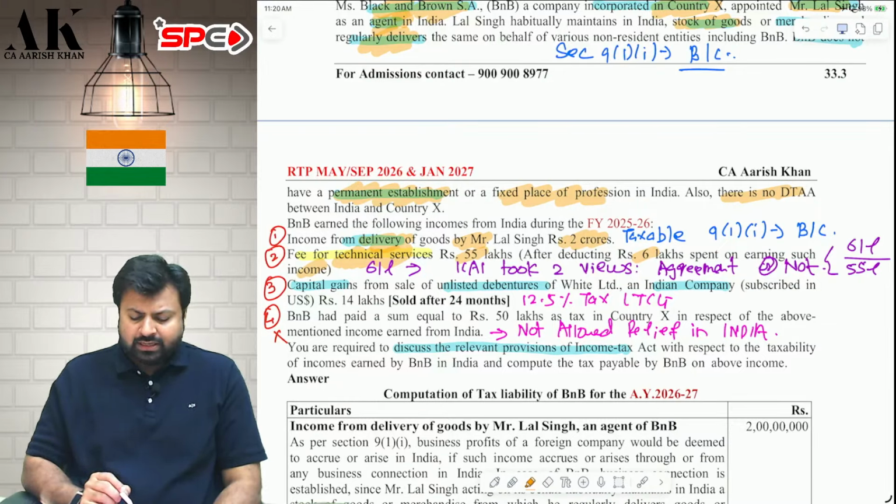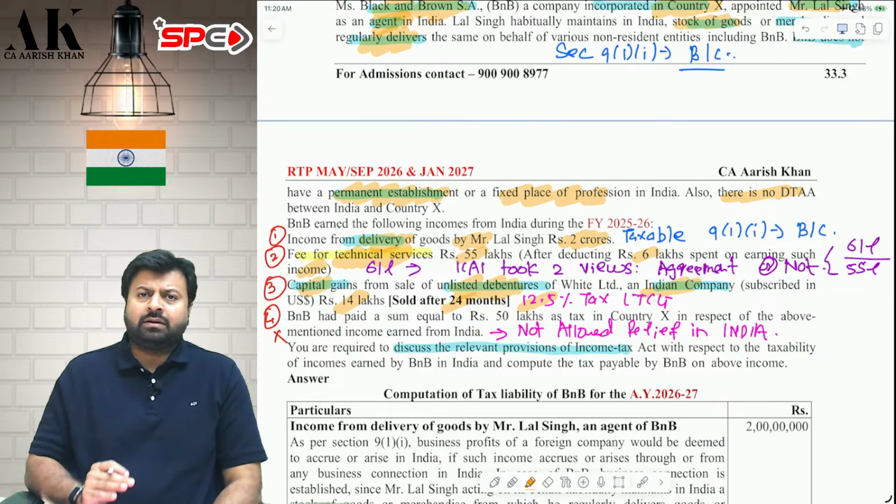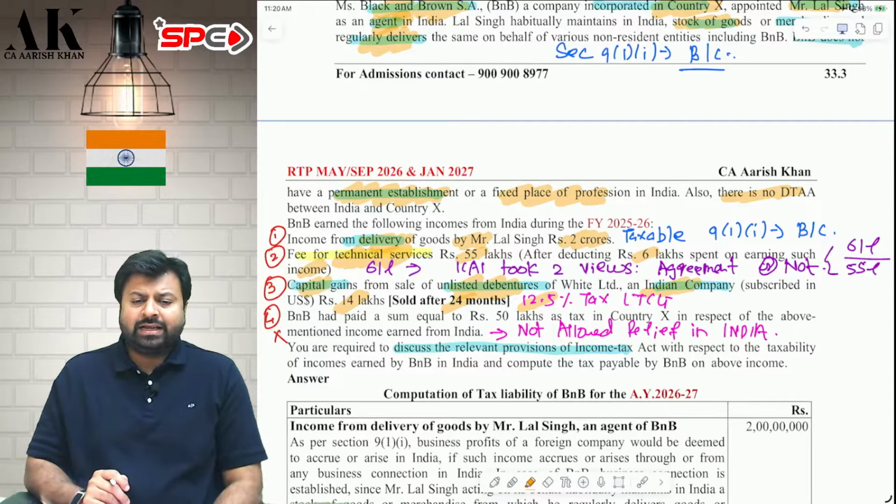And the third and last one over here is, there is a long-term capital gain on unlisted debentures of an Indian company of 14 lakh rupees. So this will be subject to 12.5% tax because this is sold after 24 months. Therefore, this is long term. This will be subject to 12.5% tax.